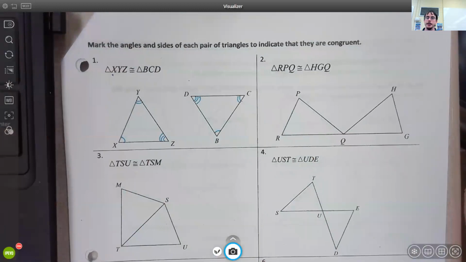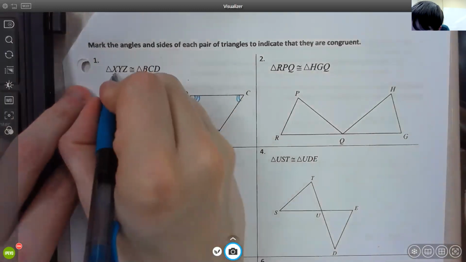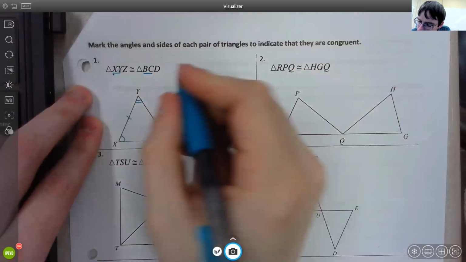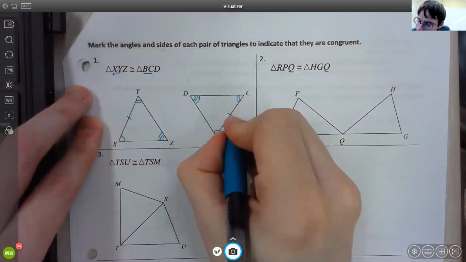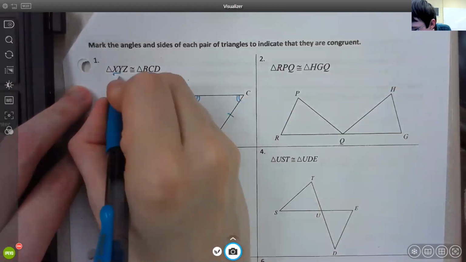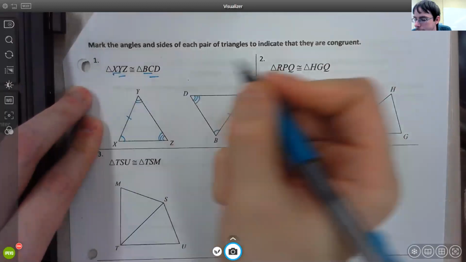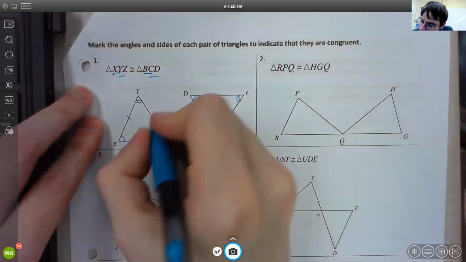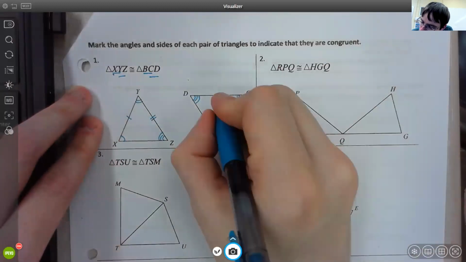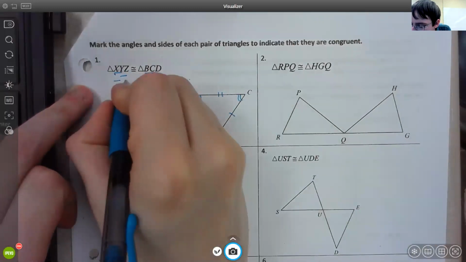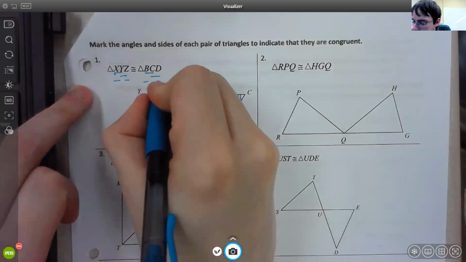Now let's mark the sides. We have XY and BC. They're in the first 2 spots. Then we have YZ and CD, because they're in the second and third, respectively. And then we have XZ and BD.